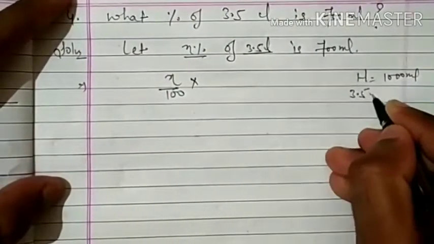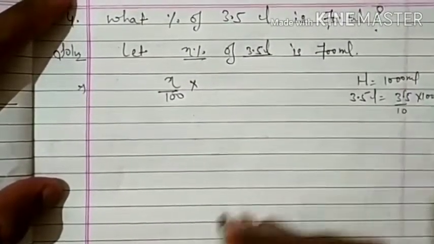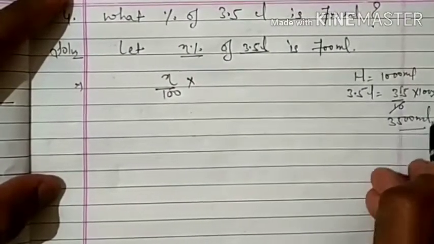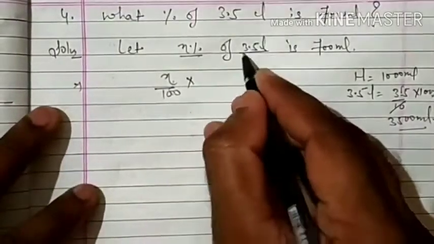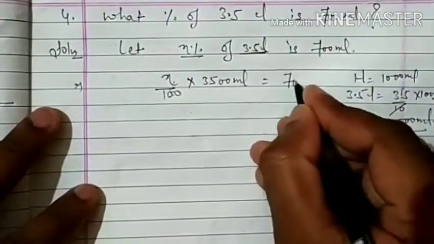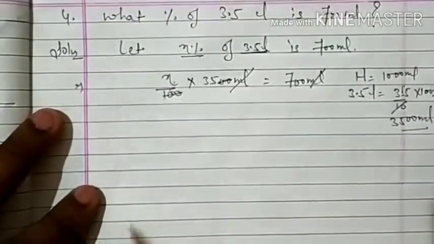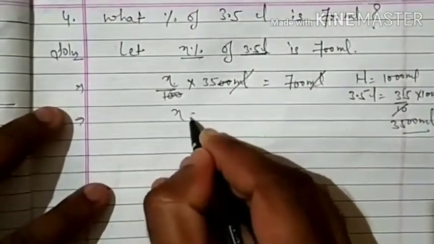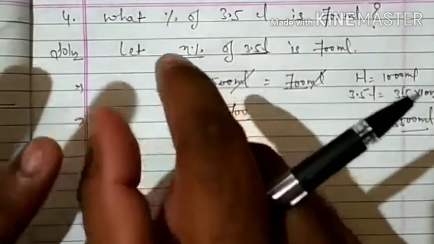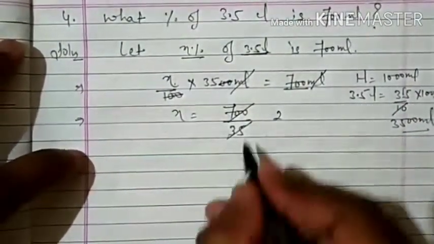So 3.5 liter will be equal to 3.5 multiplied by 1000. Decimal will go and we'll get a 10 over here. 0 will divide 0. 35 into 100. 3500 ml. X by 100 into 3500 ml is equal to 700 ml. ml will divide ml. 0 will divide 0. So what do we get? X is equal to 700. Here we have 35 will multiply, and when it goes to the right side, it will be in the form of division. So 35 twos are 70 and 1 zero.